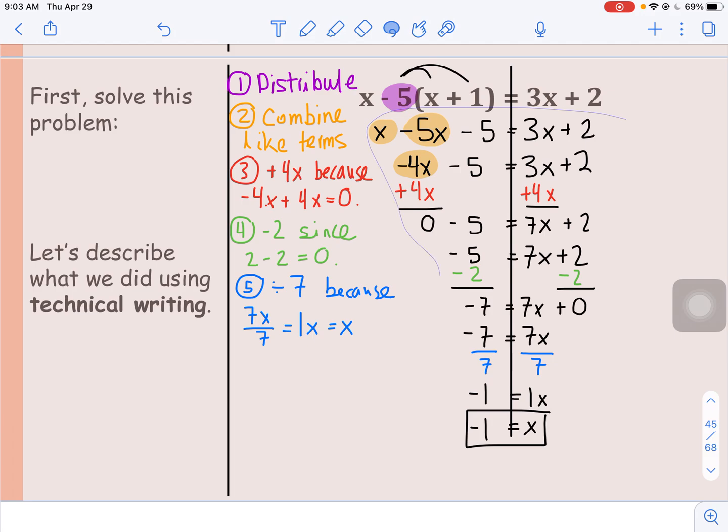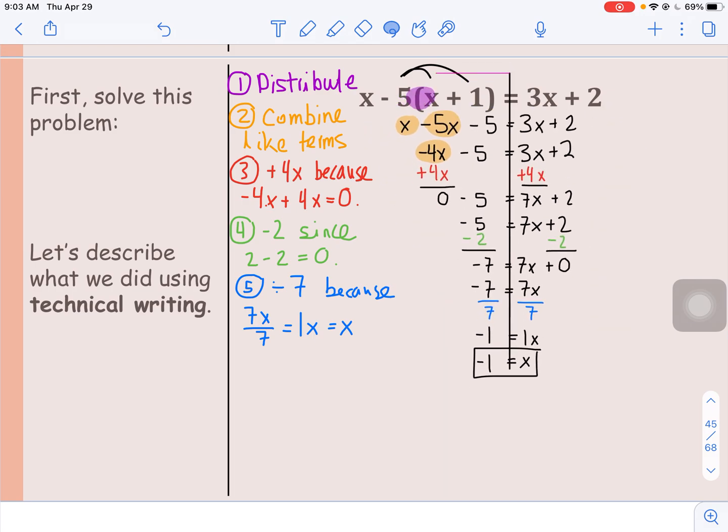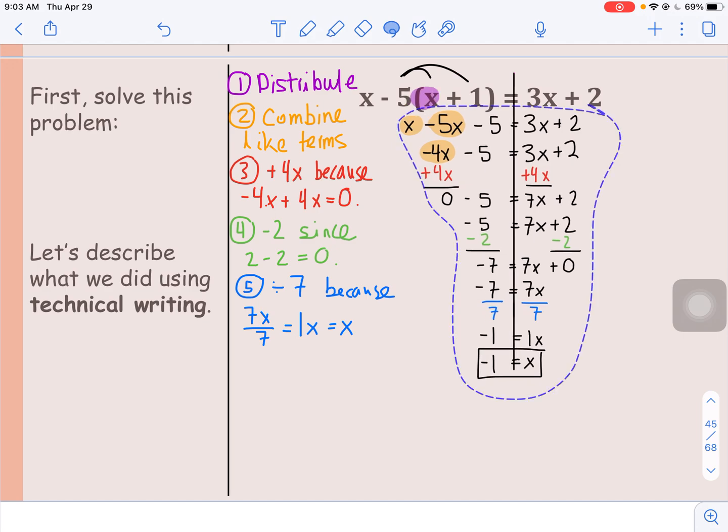I'm going to shrink this down a little bit so we have some space. Move that over. There we go. Okay. Now we're going to describe what we did using technical writing. So we're basically just going to write and explain what we did without using I, me, you, we. So we're just going to be careful not to use that. But mostly we're just going to describe what we did.